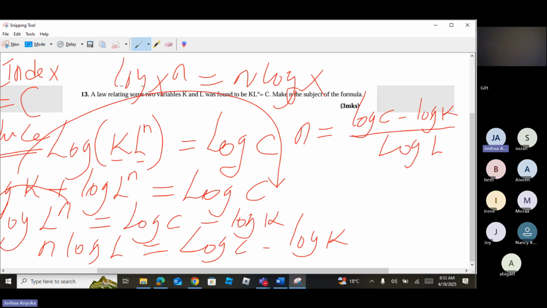Anybody wants a question? So when the letter you are going to make the subject is the power, we must introduce logarithms on both sides. Well, now, anybody who has a question on evaluation and the formula, before we go to address one area?